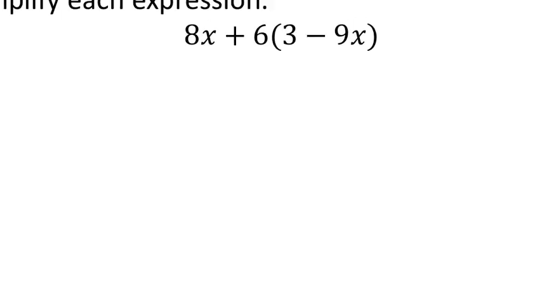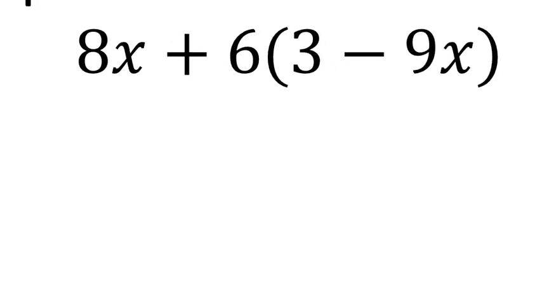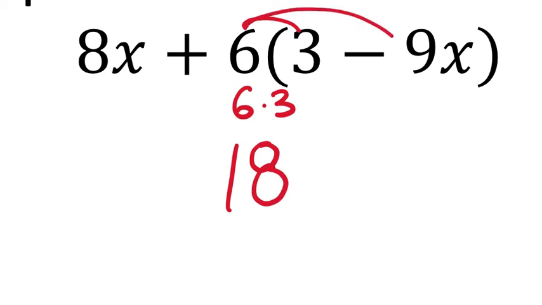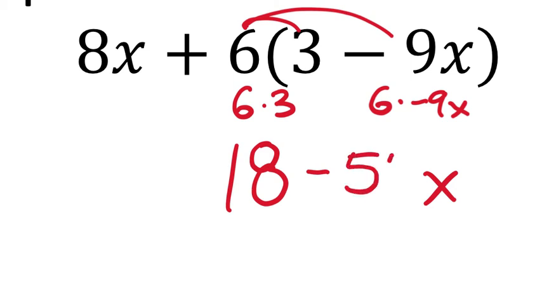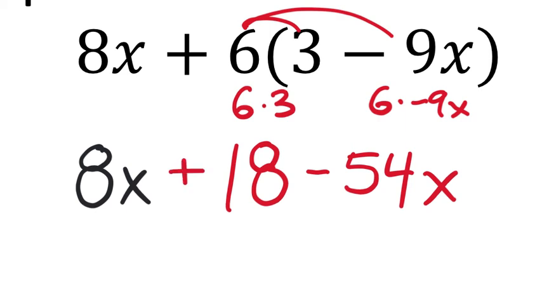All right, yep, we see more distribution. It's good stuff. And we'll distribute the 6 into this parentheses. Again, distribution is always multiplication. So that would be 6 times 3, which is 18. But also 6 times negative 9x's. 6 groups of negative 9x's. 6 times 9, how many x's is that? That'd be negative 54. Okay, so that's negative 54 x's. We still have the 8x out there on the left. And that's plus 18 because it's positive.